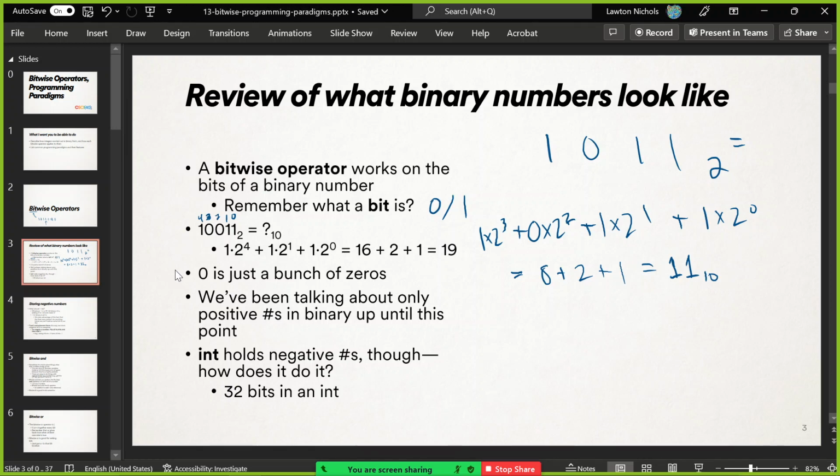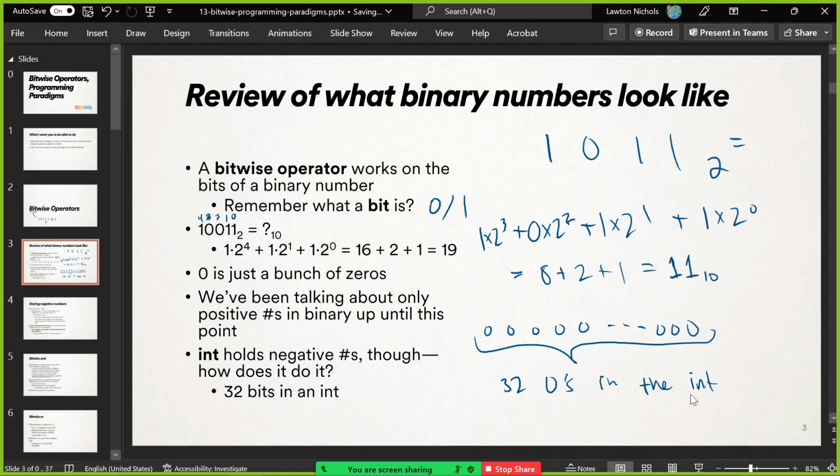Okay, so yeah. The number 0 is just a bunch of zeros. We have 32-bit numbers inside of an int. If you have the number 0, it's just 32 zeros in a row, all the way, 32 of them. Because ints take up 32 bits, 0 is stored as nothing but zeros. So you can have leading zeros. That's what I'm trying to say there.